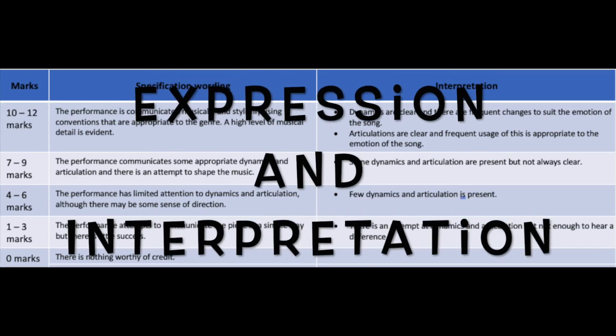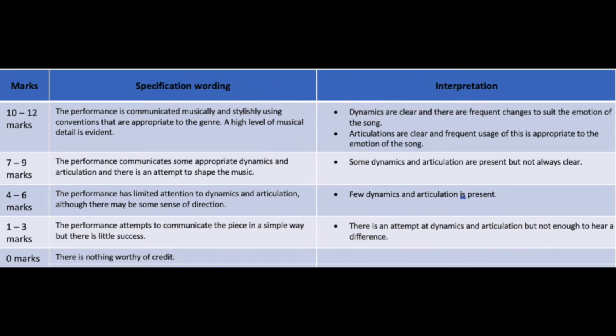In this section, we're going to look at expression and interpretation. So for the top mark category of 10 to 12 marks, the specification wording says, the performance is communicated musically and stylishly using conventions that are appropriate to the genre. A high level of musical detail is evident. So this means that the dynamics are clear and there are frequent changes to suit the emotion of the song. So you might have a chorus that's much, much louder than the verse. And those differences in dynamics are really obvious.